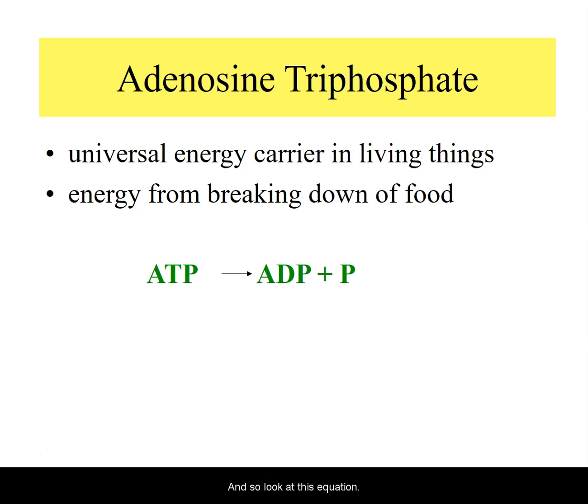And so look at this equation. Remember that the arrow is pointing toward the product. So what type of reaction is this? Just in review. Decomposition. Why? Because you have adenosine triphosphate down to adenosine diphosphate plus a phosphate. This ATP is a larger, more complex molecule that is broken down into 2 simpler ones. And when that happens, energy is released. So it's decomposition. It's exothermic because energy is released.